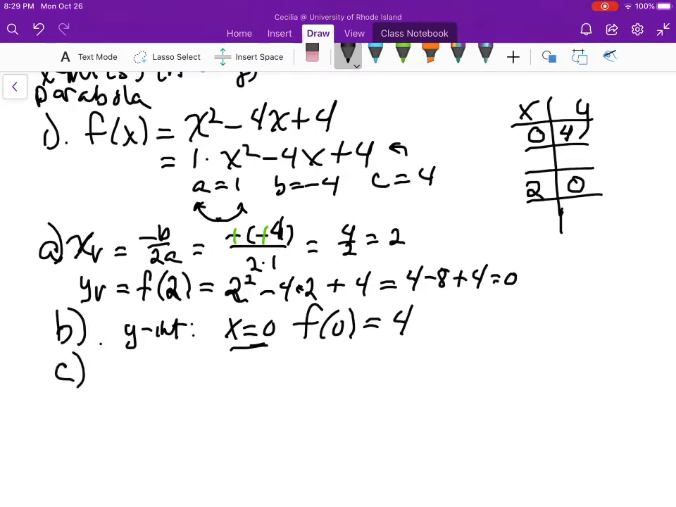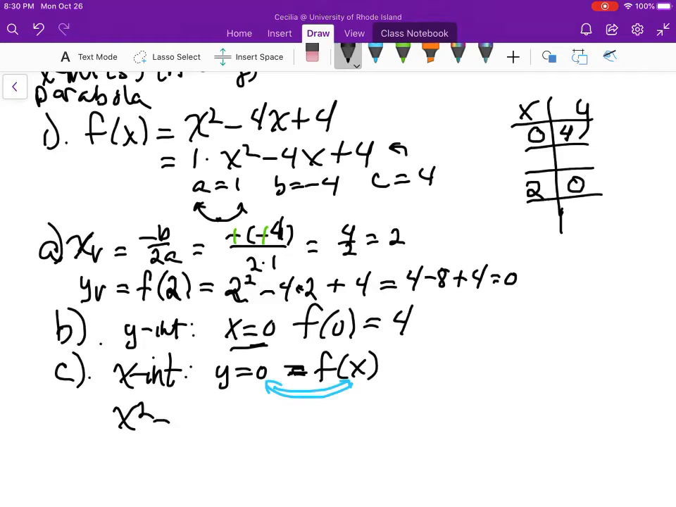Okay, so now let's figure out those x-intercepts. The x-intercept is where y equals 0, which is the same thing as when the function is equal to 0. So we want to find out what x makes the function 0. So in order to set that up, we're going to set up our function, which is x squared minus 4x plus 4 equal to 0.